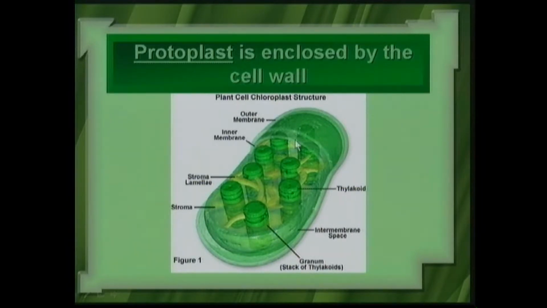Then you have the jelly-like matrix, or the jelly-like part inside of the chloroplast, interior to the membranes, and this is called the stroma. So remember that the grana is where the light reactions happen, and the stroma is where the Calvin cycle happens.